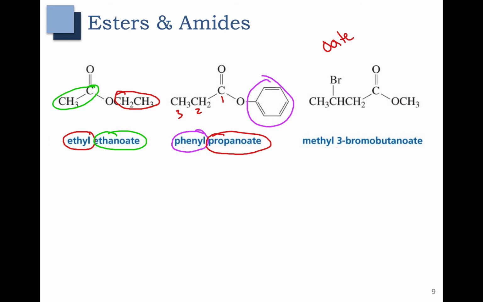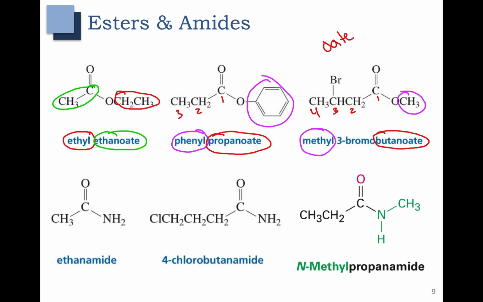In this right example, we have a methyl group attached to the O, and 1, 2, 3, 4 carbons in the main chain, so it becomes a butanoate with a bromine at position 3.